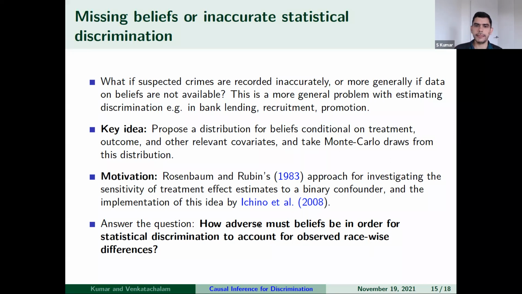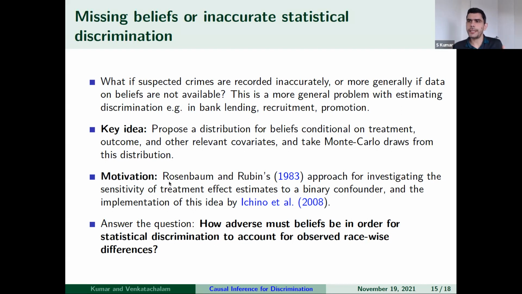The mechanics behind this come from this 1983 paper by Rosenbaum and Rubin, who are using this approach for investigating a confounder sort of situation. So sensitivity of treatment effect to some binary unobservable. And then there's a very clean implementation of this idea in this paper by Ichino et al. This is again a paper trying to estimate the effects of a job training program using propensity score matching and saying, what if there's a confounder? Let's simulate it. So we're using that machinery, and I'll say exactly what we do in a moment.